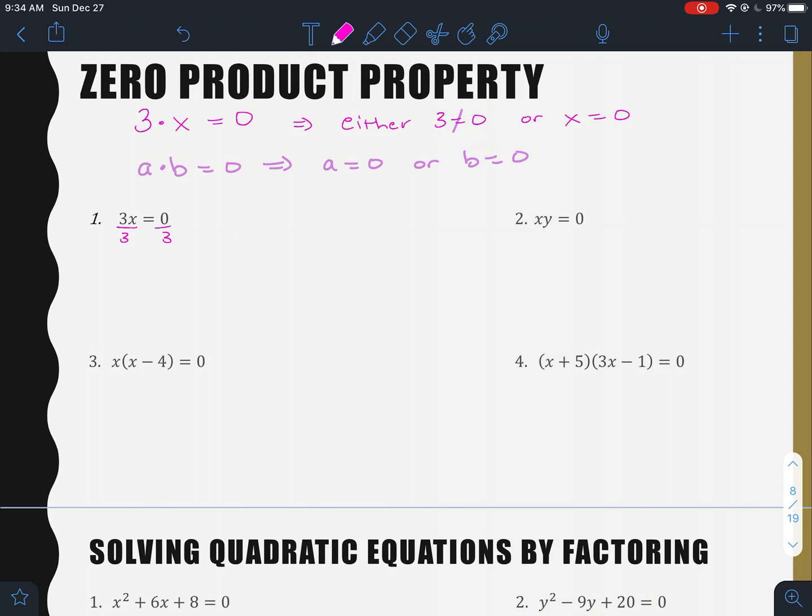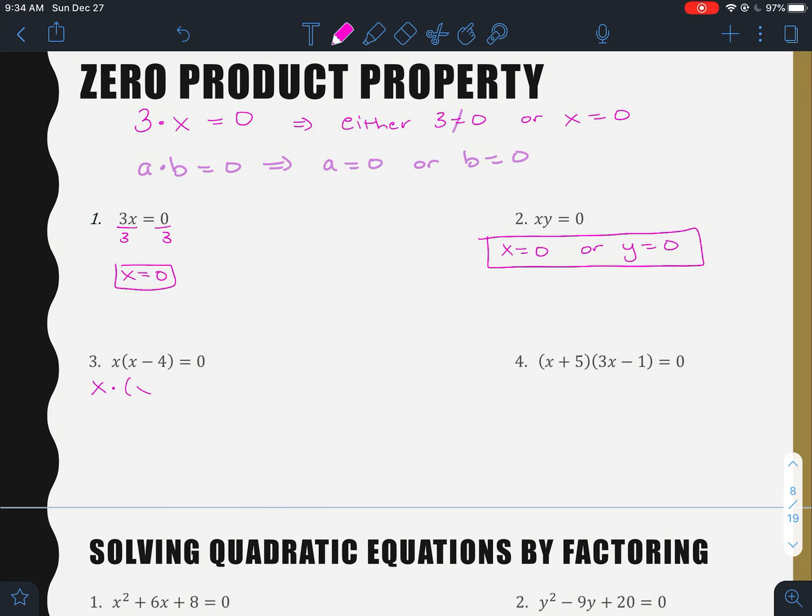So for instance, if we wanted to solve 3x is equal to 0, well, normally we would just solve for x by dividing both sides by 3, and 0 divided by 3 is 0. In number 2, we have x times y is equal to 0. So that means that one of those two pieces that we were multiplying has to be 0. So that means either x has to be 0 or y has to be 0. So those are your possible solutions to that equation. Either x is 0 or y is 0.